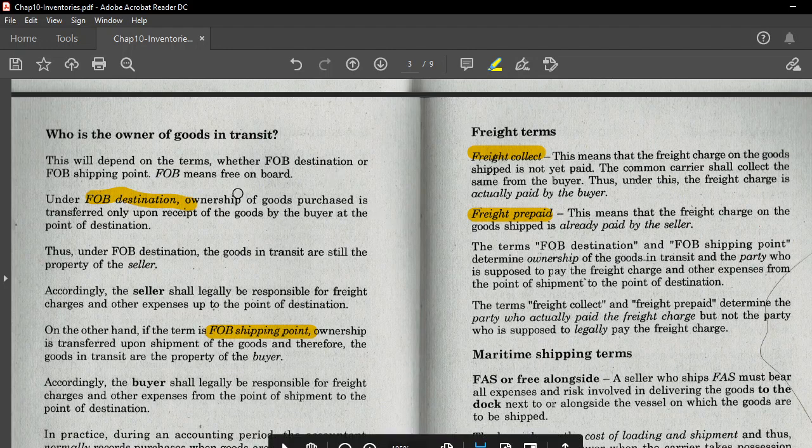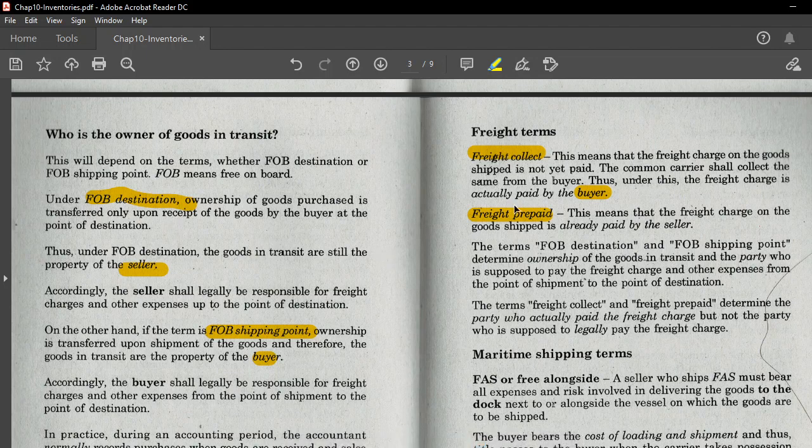So, kung si destination and freight prepaid mag-uban, wala tayong problema. FOB destination, si seller ang magbabayad. Freight prepaid, si seller din ang nagbayad. So, wala problema. Smooth ang transaction. Shipping point, si buyer magbabayad. Freight collect, si buyer din ang nagbayad. So, smooth din ang transaction. So, there will be a complication if shipping point and then freight prepaid or destination and then freight collect.